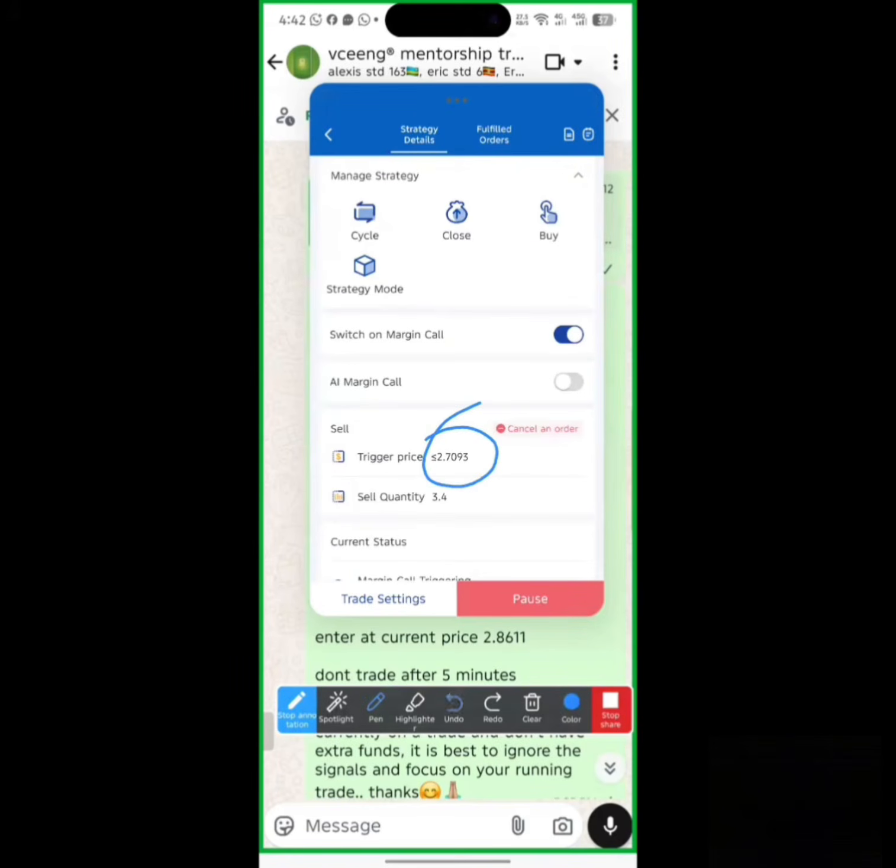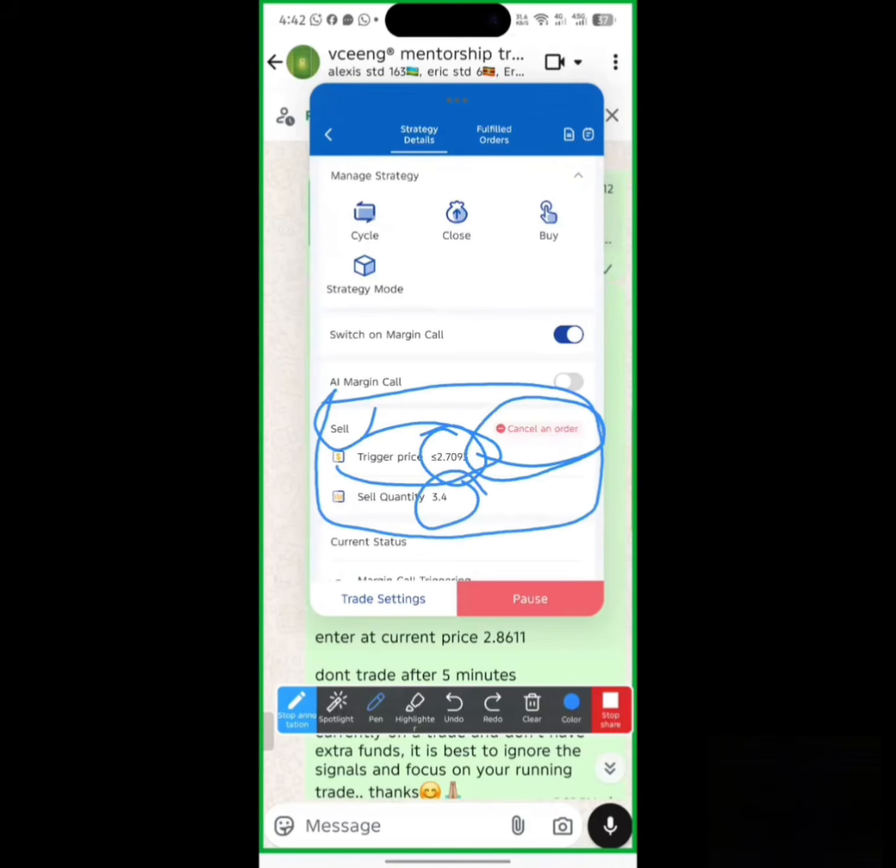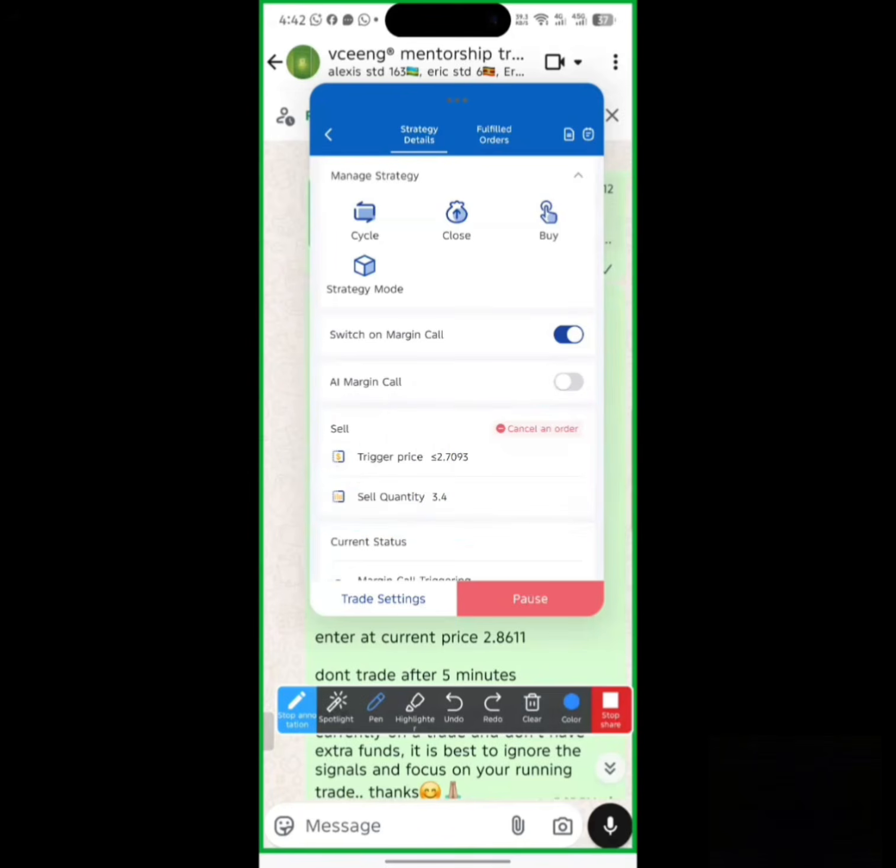So once you set your stop loss, you must scroll down here and see that you have this interface that will say sell, trigger price. That will be your stop loss amount that you put. You see the quantity that you buy, and you see this cancel order. There must be this cancel order. Once you see this cancel order, you have set stop loss. If you don't set stop loss, it will not be there. It was not there before I set the stop loss.